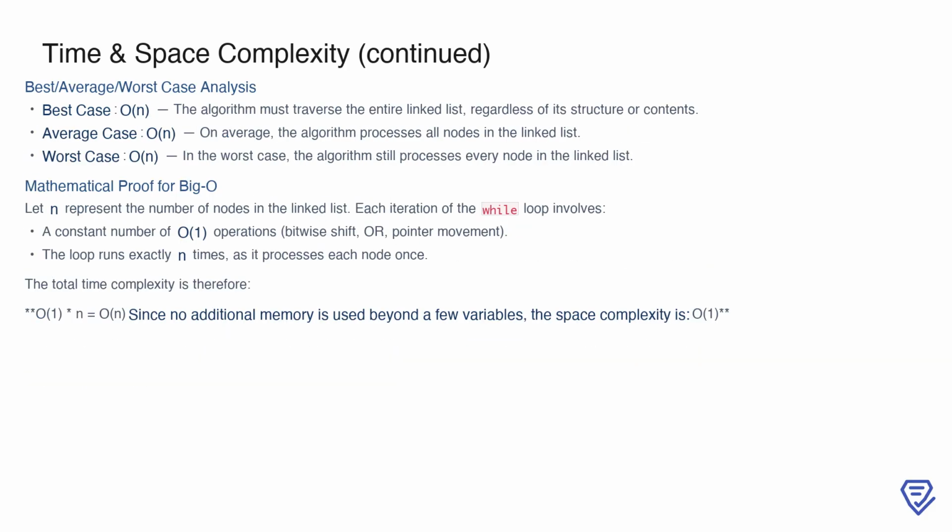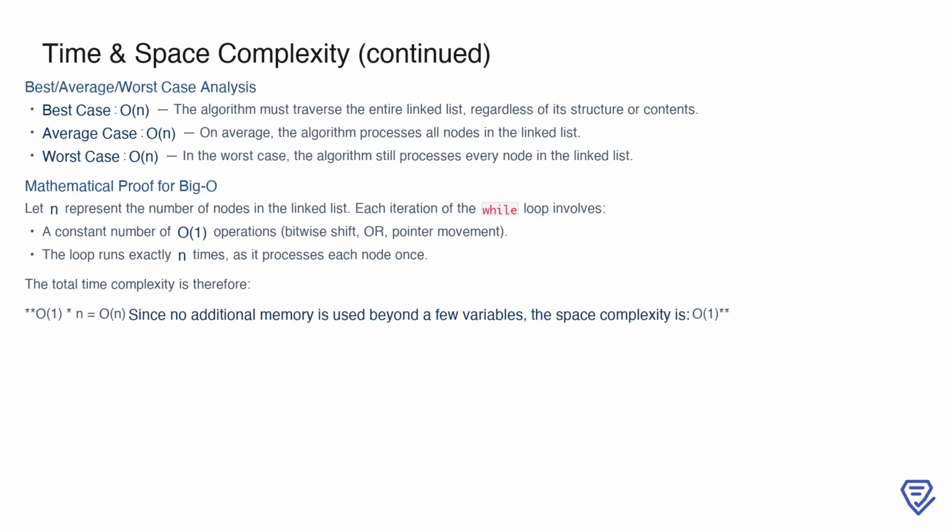Now, let's analyze the algorithm's performance across different scenarios. In the best case, the algorithm has a time complexity of O(n), as it needs to traverse the entire linked list regardless of the structure or content. Similarly, the average case also has a complexity of O(n), since on average, every node in the linked list must be processed. Even in the worst case, where the linked list is at its maximum size, the time complexity remains O(n), as the algorithm still processes each node exactly once.